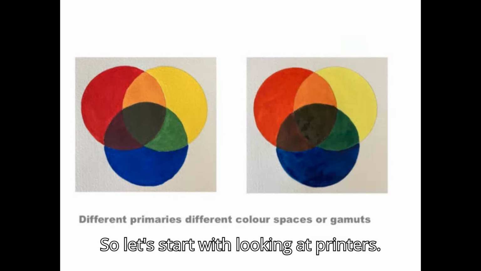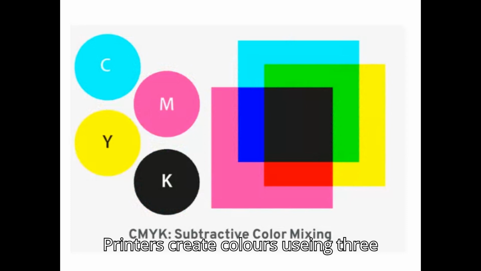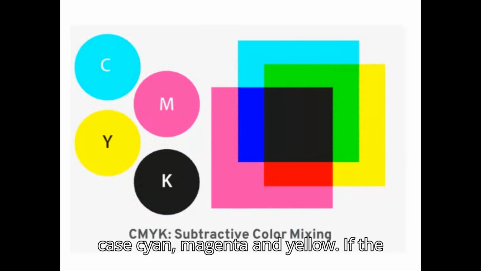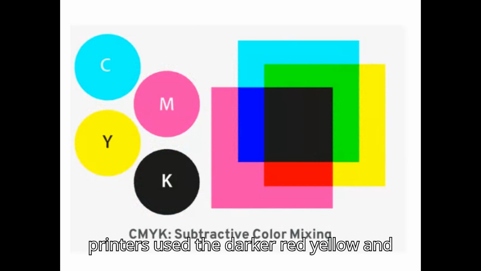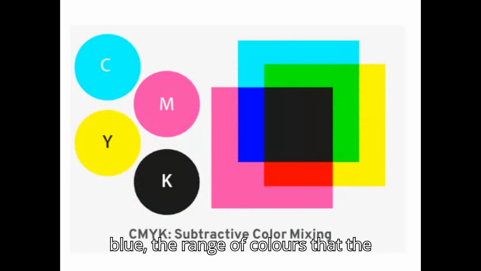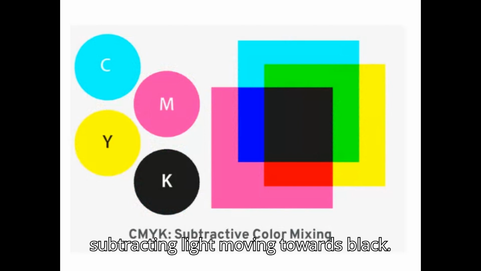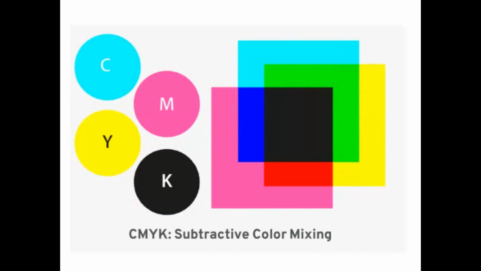So let's start with looking at printers. Printers create colours using three primaries, and as we know, three primaries will not mix to a black, so a black ink is also added. You'll notice that the primaries used are lighter versions of red, yellow and blue, in this case cyan, magenta and yellow. If the printers used the darker red, yellow and blue, the range of colours that the printer would create would be very, very dark. And as the colours, when mixed, are subtracting light, moving towards black, this is called subtractive mixing.